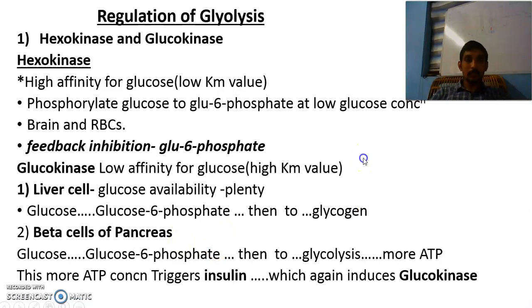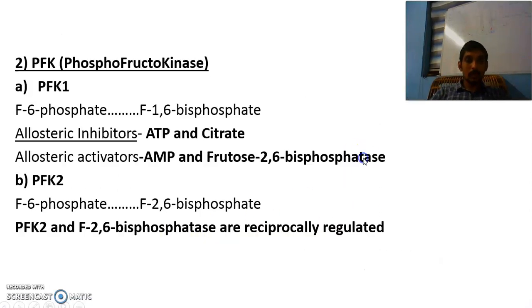Next, the second regulation is called PFK. I already told you that PFK means phosphofructokinase. It is a phosphokinase, a phosphorylating enzyme. And we already studied the third step of glycolysis, where fructose 6-phosphate is converted into fructose 1,6-bisphosphate.